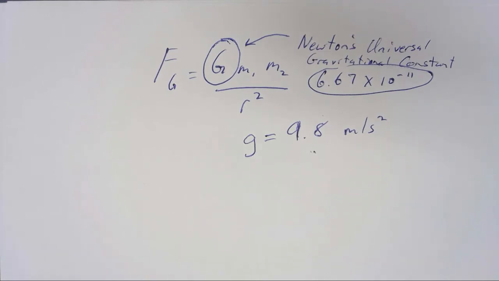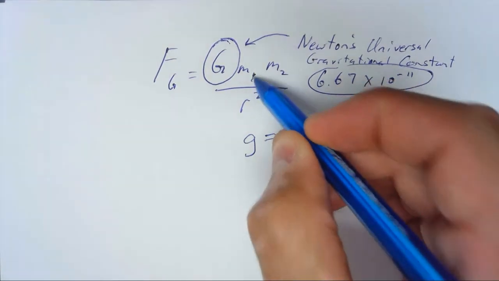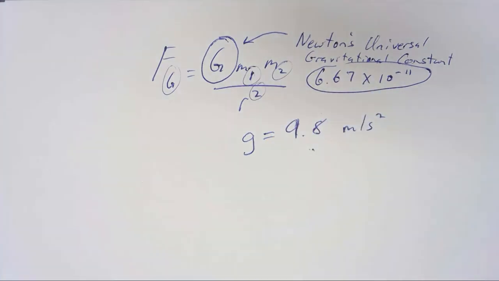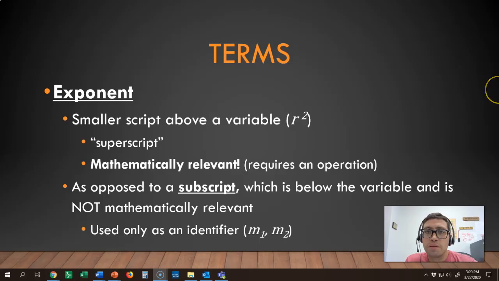Since I have this equation in front of us, let's go ahead and talk about these little doohickeys here that you might be wondering, hey, what's all that about? We use a lot of that in physics. Let me tell you what that is. So that's actually our next term, which is exponent. Exponent is a smaller script above a variable. For instance, in the gravitation equation, it was r squared. This squared, the 2, is an exponent. It's smaller. It's above the variable. We sometimes call that a superscript.